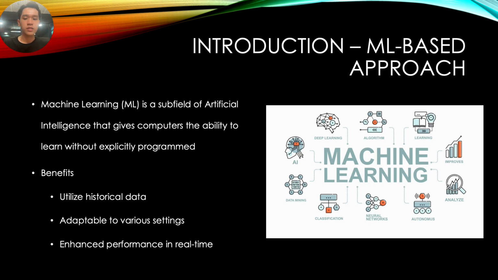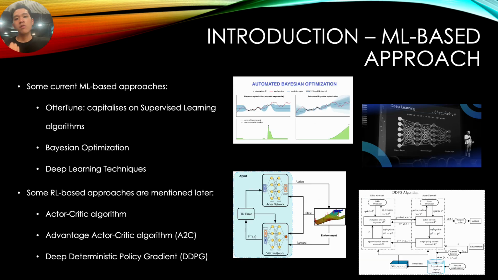It's a subfield of artificial intelligence that gives computers the ability to learn without being explicitly programmed, and it is adaptable to diverse and ever-changing environments, handling dynamic workloads and interdependent parameters across different types of databases. For example, OtterTune capitalizes on supervised learning and Bayesian optimization, which uses a probabilistic approach, or deep learning techniques embed neural networks to handle the complex relationships between the knobs.